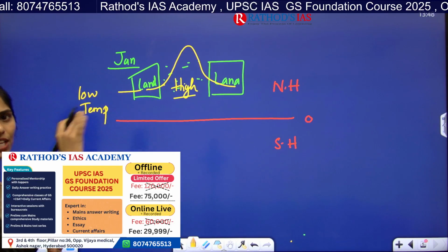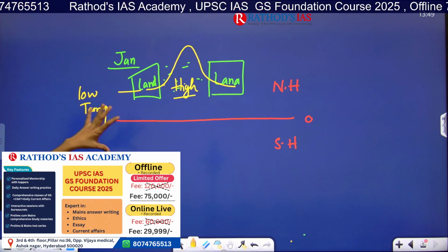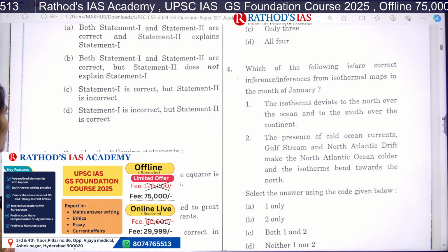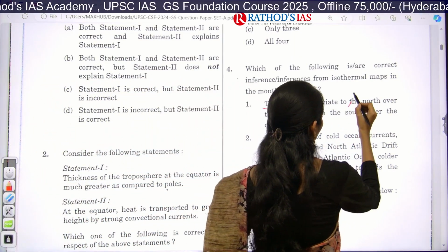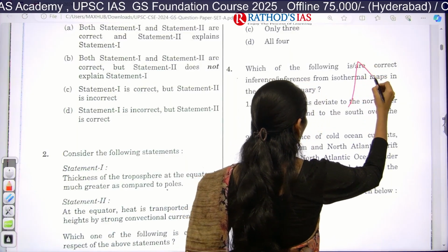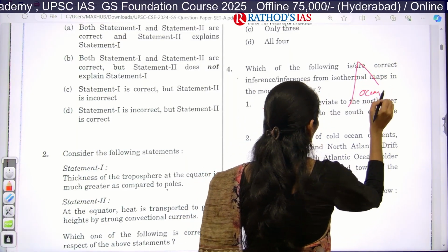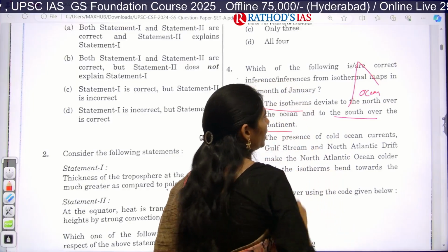So we have June as well as January months. Okay, so you have to see that. The question given here is: isotherms deviate to the north over oceans and as well as south over continents.